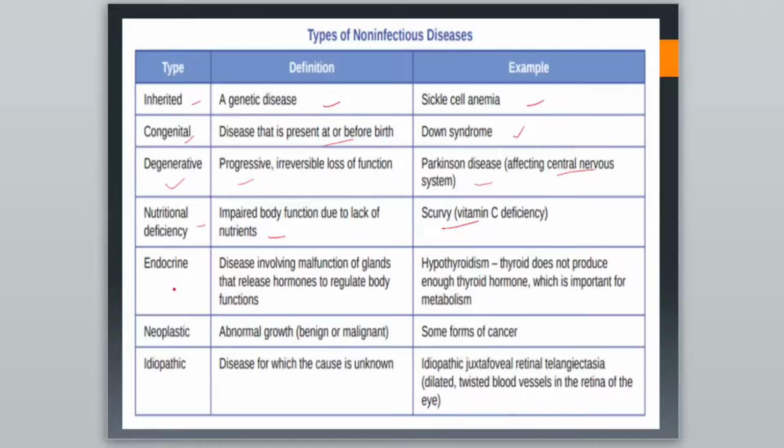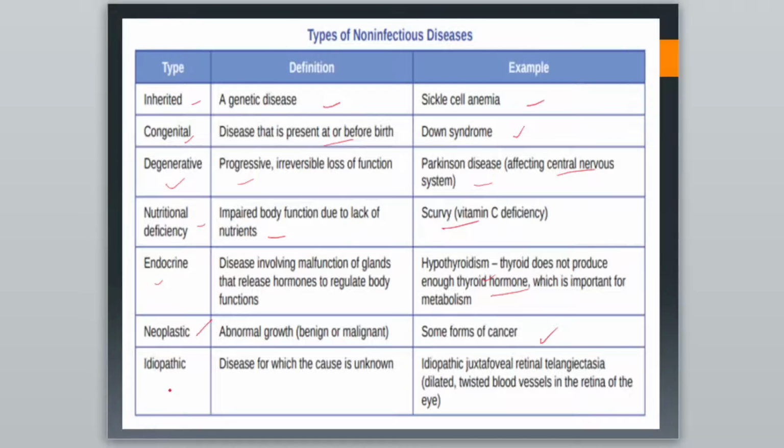Now another type is endocrine. This is disease involving malfunction of glands that release hormones to regulate body functions. Okay? Example, hypothyroidism. Thyroid does not produce enough thyroid hormone, which is important for metabolism. Another type is neoplastic. It is abnormal growth, benign or malignant. It is sometimes some form of cancer.